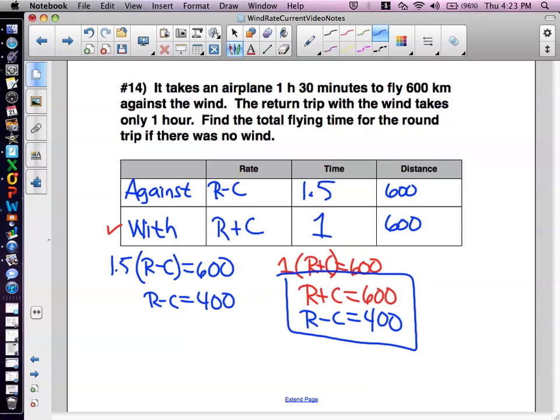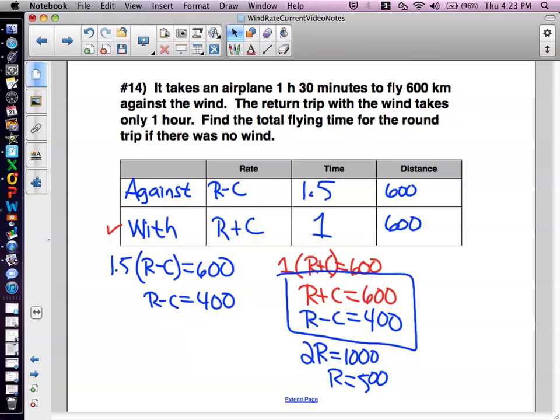So this is my system. So the 500 represents my flight time without the wind at all. So if r equals 500, if that's all I was asked to find, I would be done. But it says find the total flying time for the round trip if there was no wind.